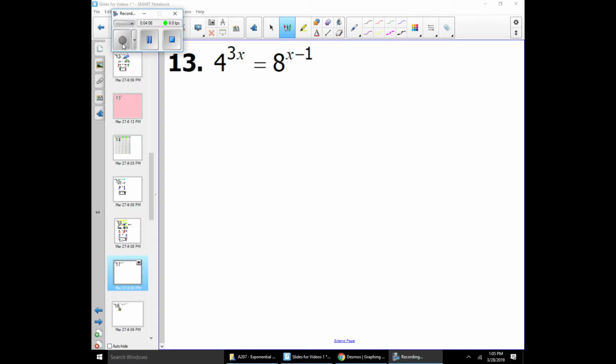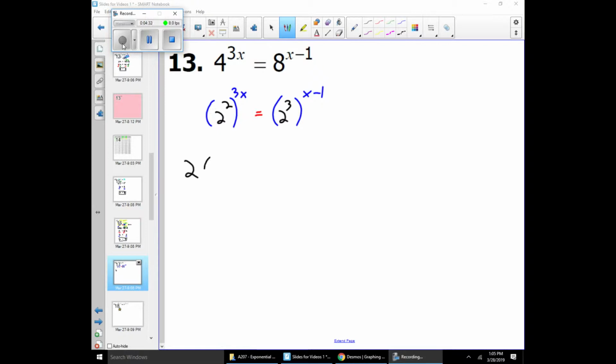13 isn't too much crazier. 4 and 8 are both powers of 2. So you can replace that 4 with a 2 squared. You can replace that 8 with a 2 cubed. Keep in mind, we do still have those original exponents as well. So this problem is going to feel very similar to the previous one, just with different exponents. Once again, I'll show all the work here.